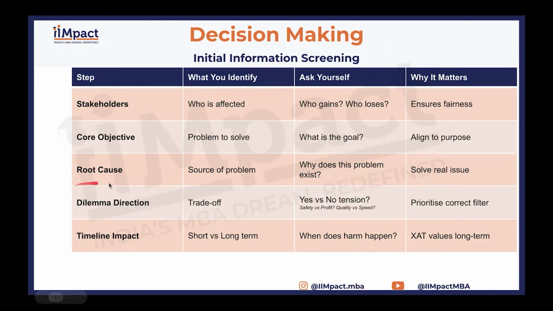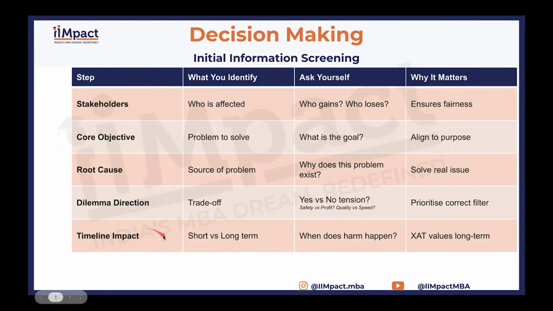Identification step number 4 will be, what is the dilemma direction? What is the trade off that we are looking at? Ask yourself, is this a yes versus no tension scenario? Are we looking at safety versus profit? Are we looking at quality versus speed? This will help you prioritize the correct filter. For example, if ethics is something that you want to prioritize, then in a scenario of safety versus profit, you should probably prioritize the safety aspect to be in line with the ethics.